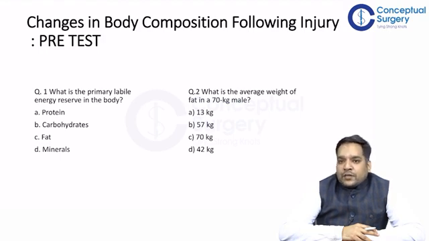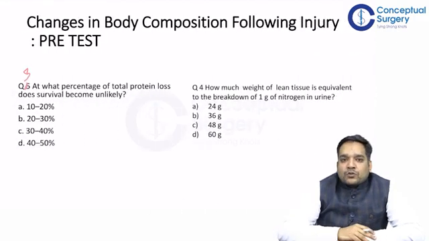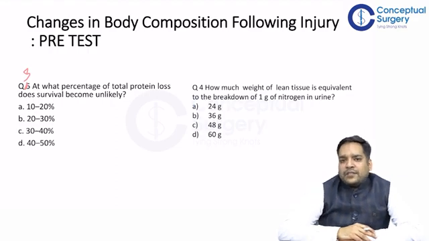I would request the students to type the answer in the chat box and make this class a little interactive. So question number 3, at what percentage of total protein loss does survival become unlikely? 10 to 20%, 20 to 30%, 30 to 40%, 40 to 50%. How much weight of lean tissue is equivalent to the breakdown of 1 gram of nitrogen in urine? 24, 36 gram, 48 gram, 60 gram.